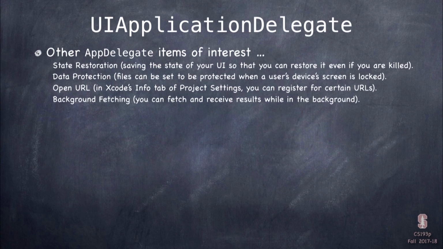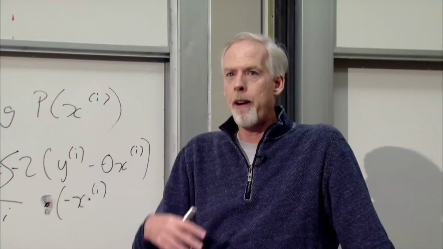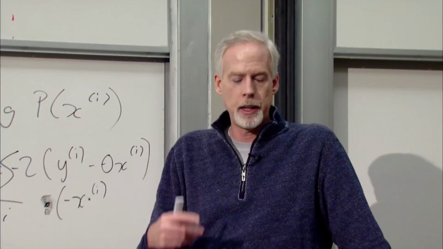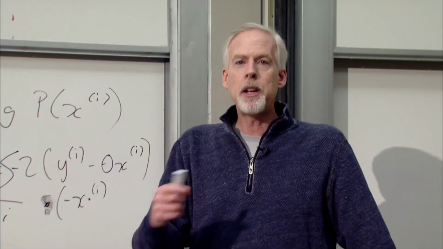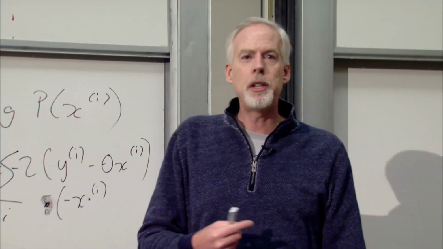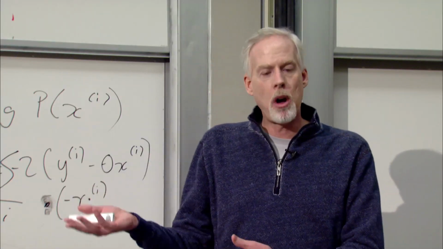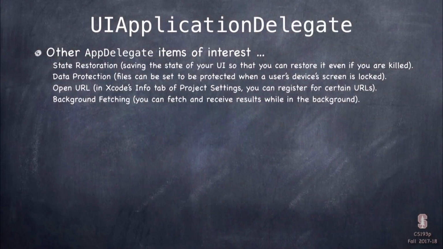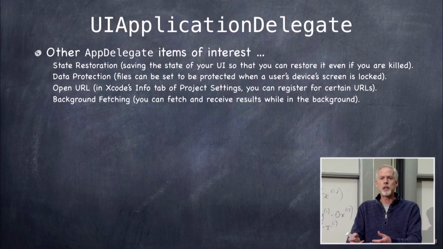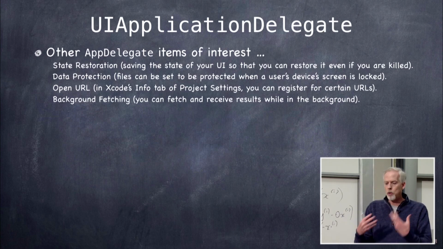So that's all the things that happen, all those things that have methods in the app delegate you can do. But the app delegate does some other things as well. For example, the opening URL thing we saw last time. It also can do background fetching, which is kind of cool. Let's say you have a Twitter client or something like that, and when someone relaunches your app, you want to show them the latest tweets.